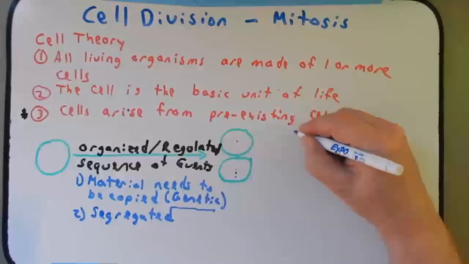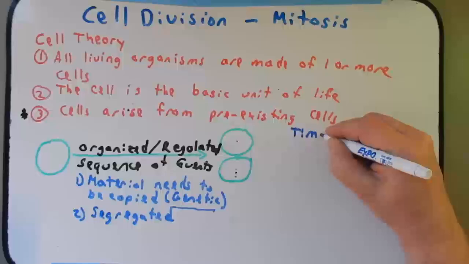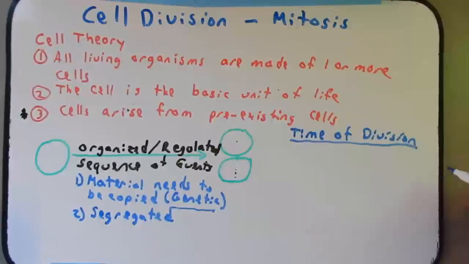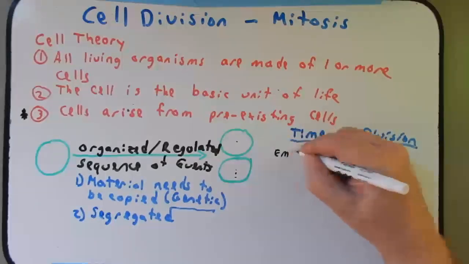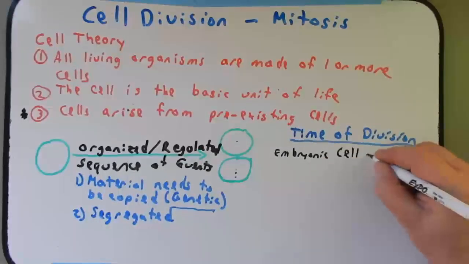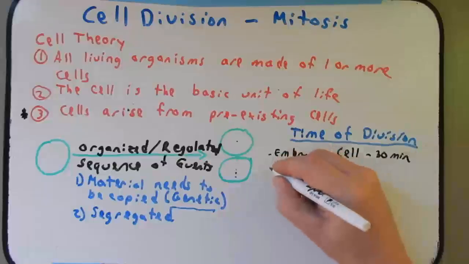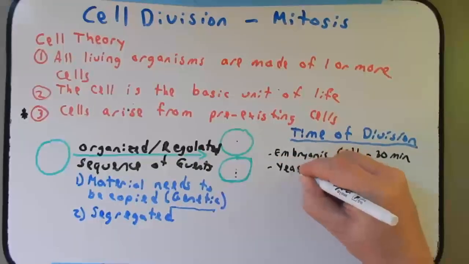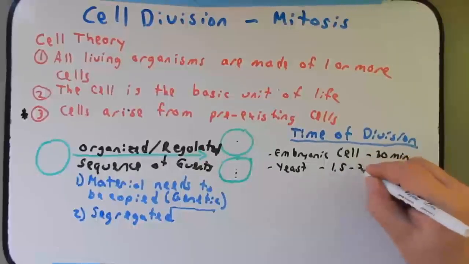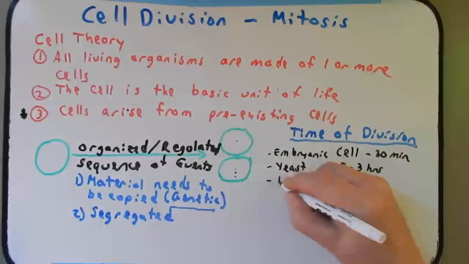Now I want to spend just a little bit of time on the side here talking about the time of division. And again, for the rest of this podcast, I'm only going to talk about mitosis. And you'll see that the timing of cell division varies quite a bit depending on what type of cell you're talking about. For instance, an embryonic cell divides really fast. In humans, it's about 30 minutes. A yeast cell, similar to what you studied in lab, will take between 1.5 to 3 hours to divide.